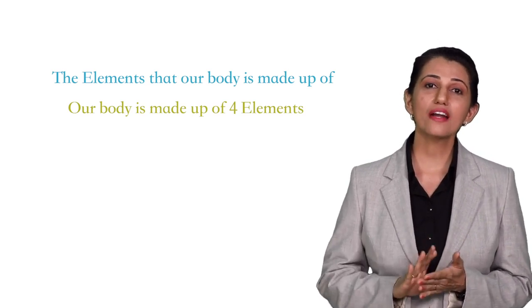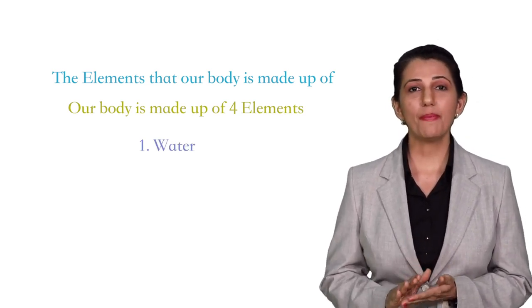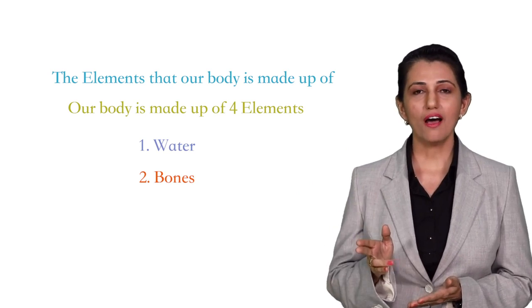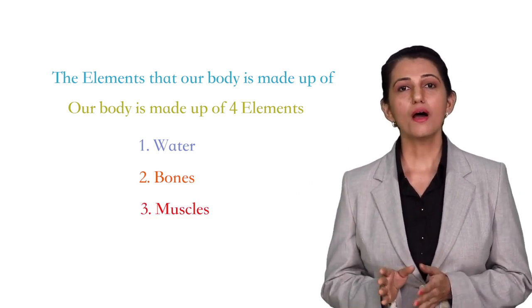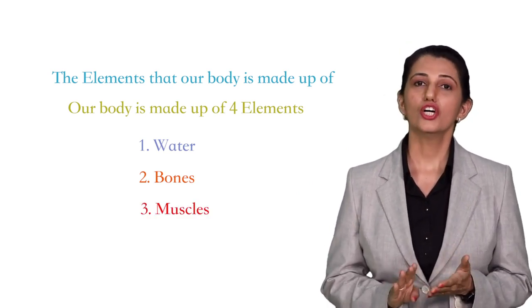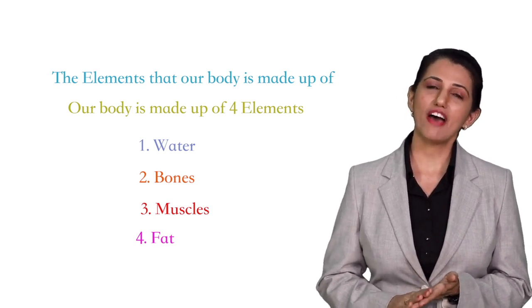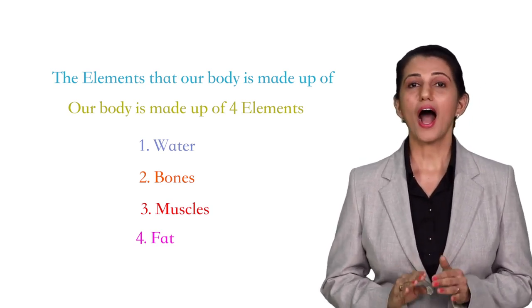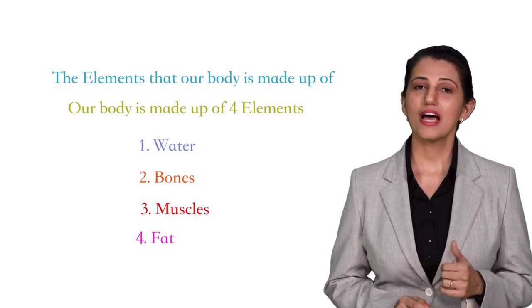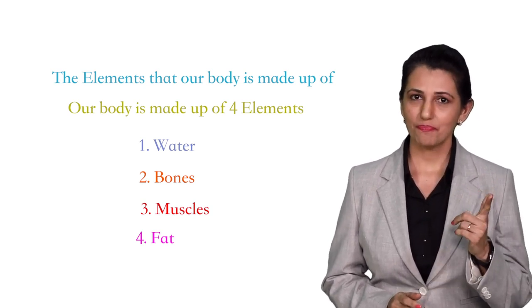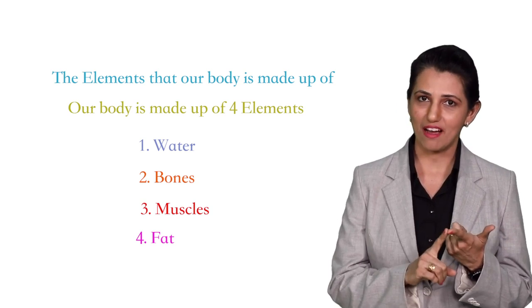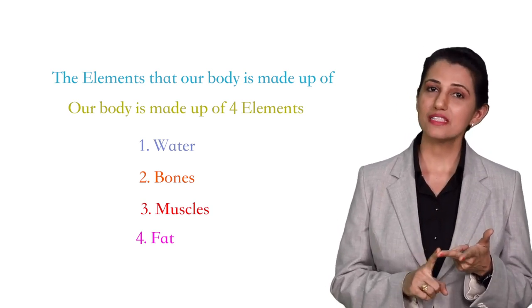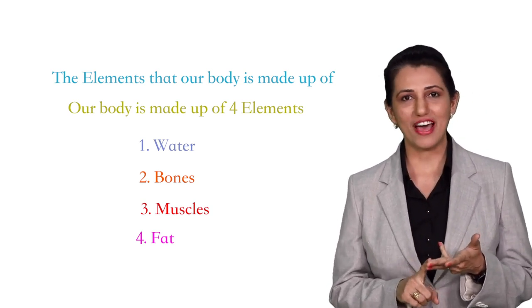Our body is made up of 4 elements. The first is water. Second, bones. Third, muscles or the muscular system. Fourth, fat or accumulated fat tissue. Let us repeat this once more. First of all, water. Secondly, bones. Third, muscles. And fourth, fats.